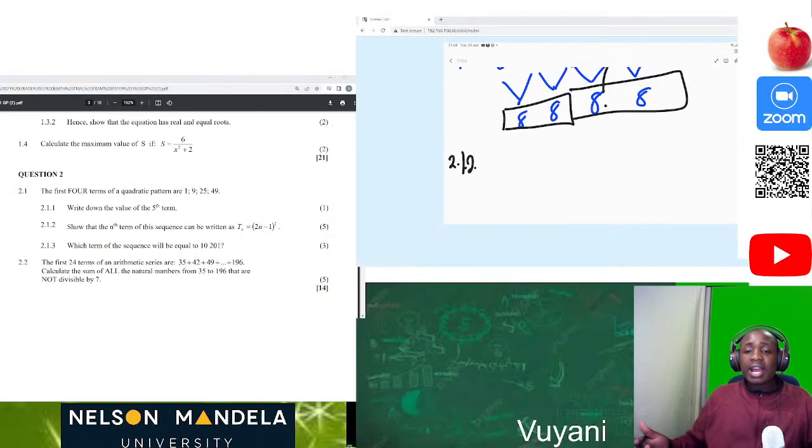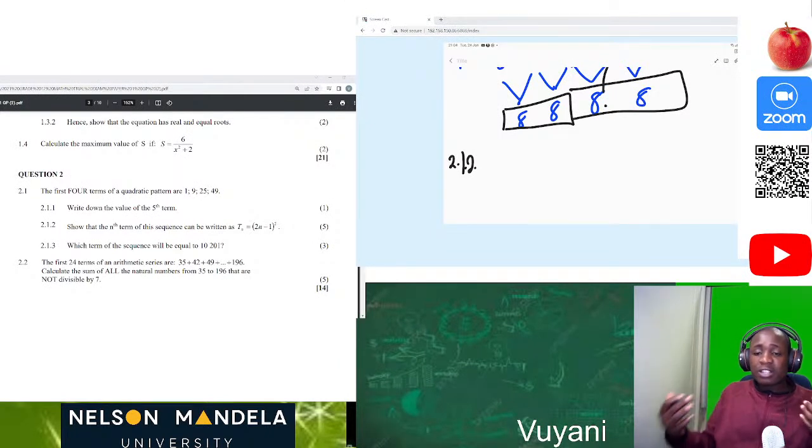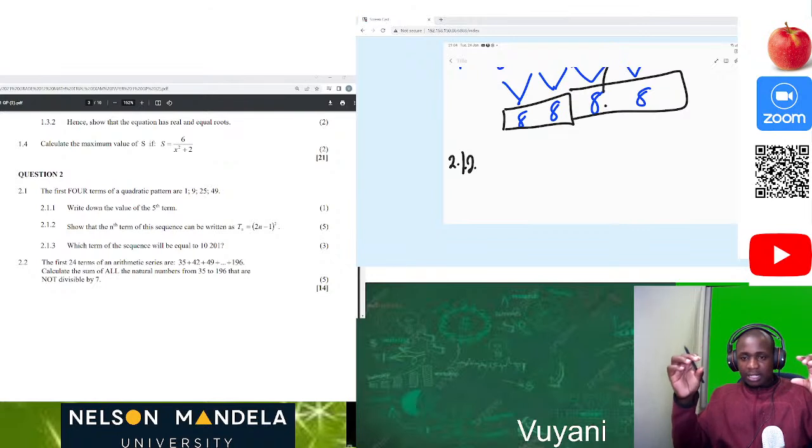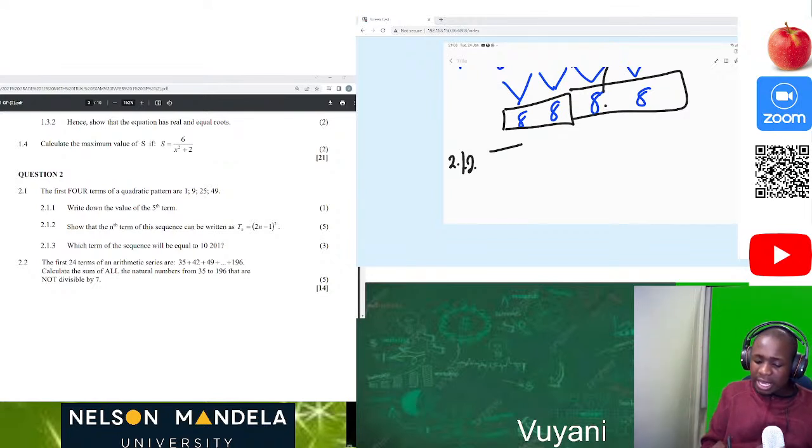As we have already highlighted in our small overview, in order for us to get the general term of a quadratic number pattern, how do we do that? We know that Tn = an² + bn + c.